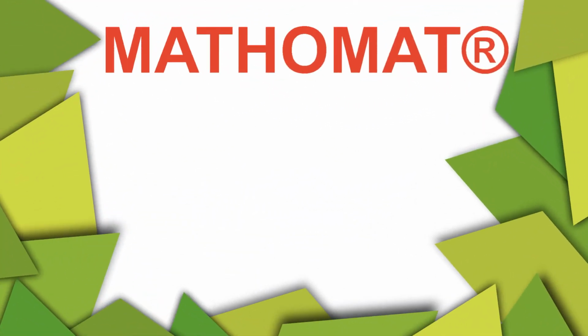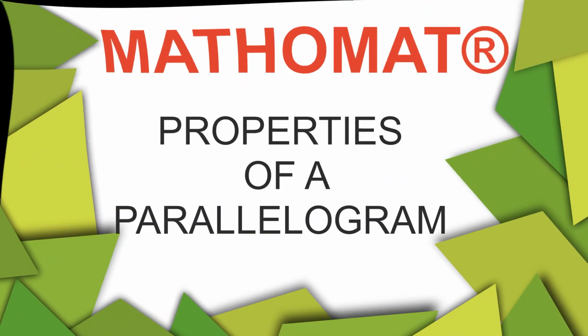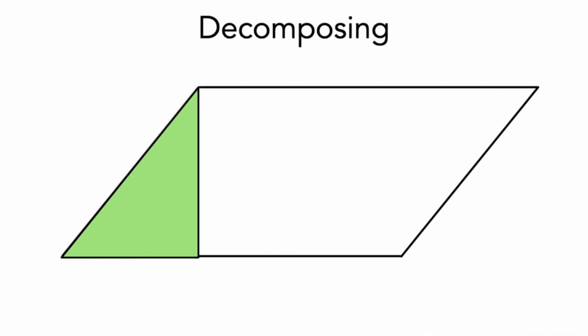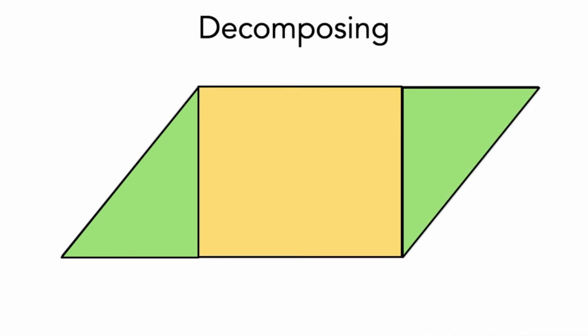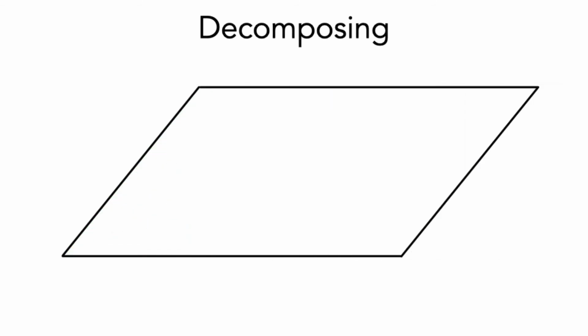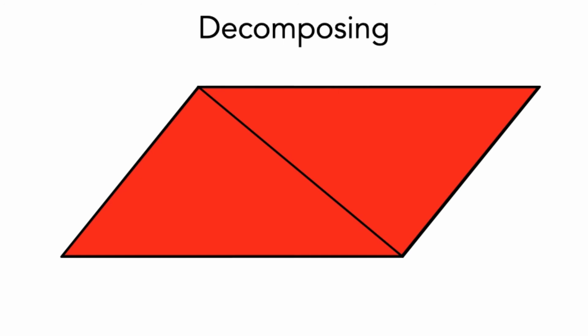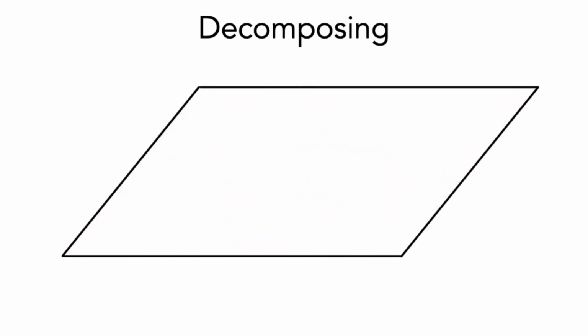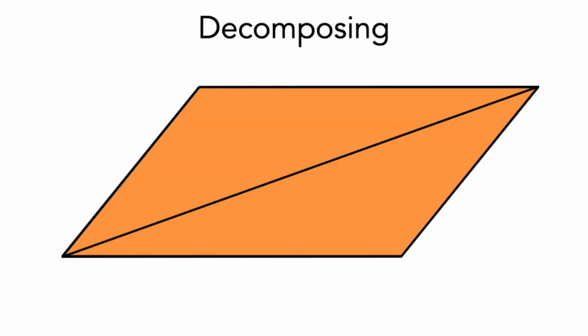Let's have a look at how we can decompose a parallelogram. There's a triangle and a rectangle and another triangle, 2 scalene triangles, and another pair of scalene triangles.